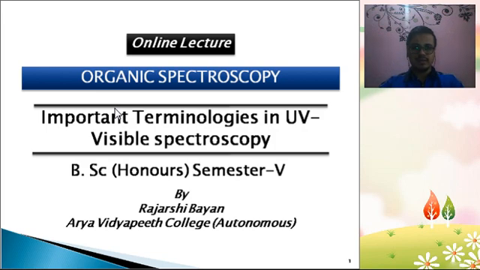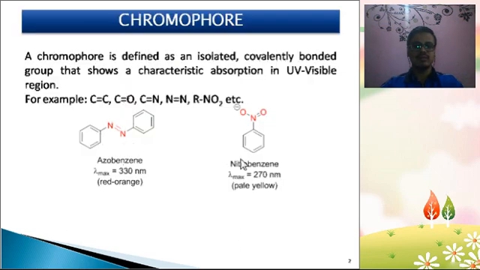In today's lecture, I will be specifically covering some important terminologies used in UV visible spectroscopy. So let us proceed. So the very first important terminology used in UV visible spectroscopy is the term chromophore.